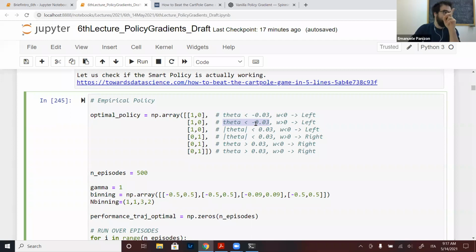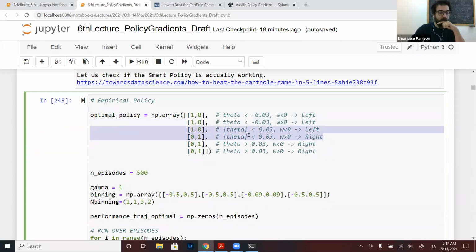So if I'm leaning too much to the left, I want to push the cart to the left to put it upright. Okay, so this means if theta is too close to the left, it's too tilted to the left. Then I want also the cart to go to the left, and these are the two actions. Because I don't care about the velocity of the tip. If it's negative or positive, I don't care. I just want to stabilize the angle.